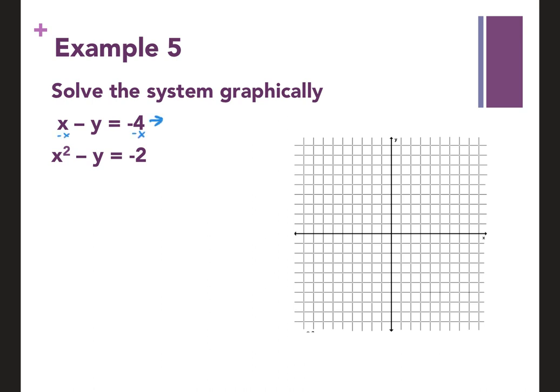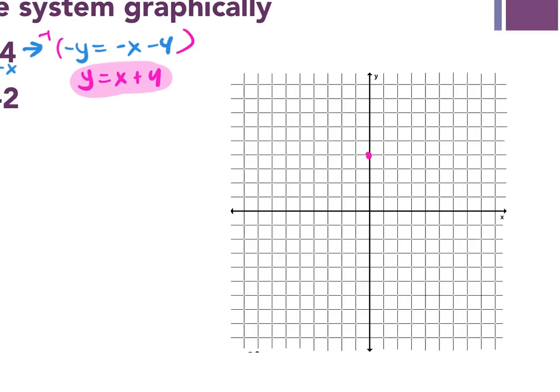I'm going to start with the top one. Subtract the x, so negative y equals negative x minus 4, and then divide or multiply by negative 1. Y would equal x plus 4. And I'm going to graph this one. I start at positive 4, my slope is 1. So I go up 1 to the right 1, or down 1 to the left 1. And then draw your line.